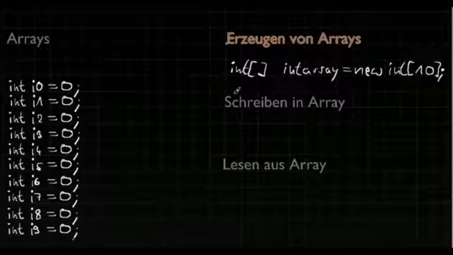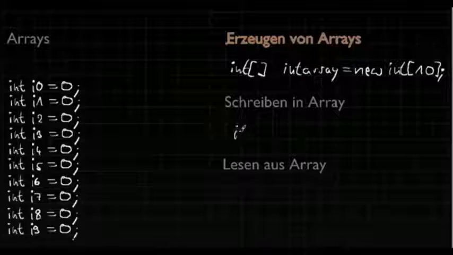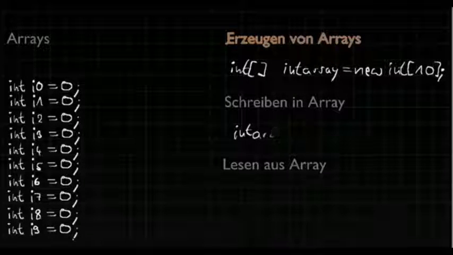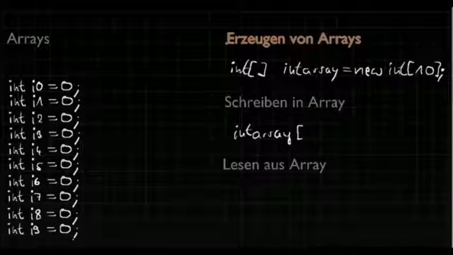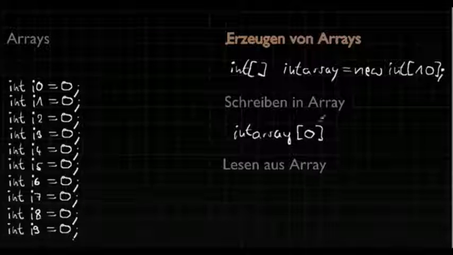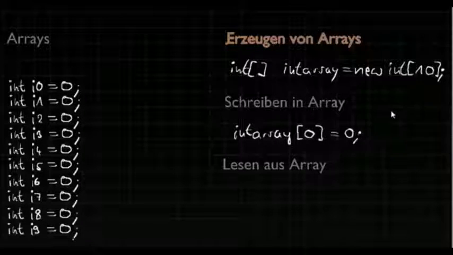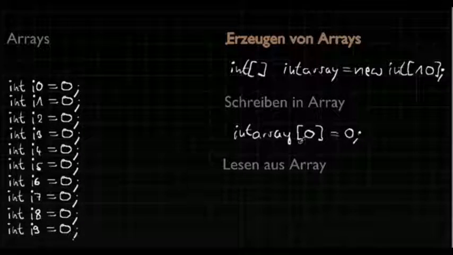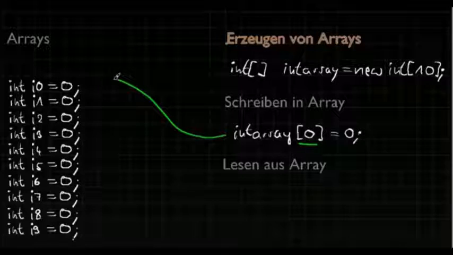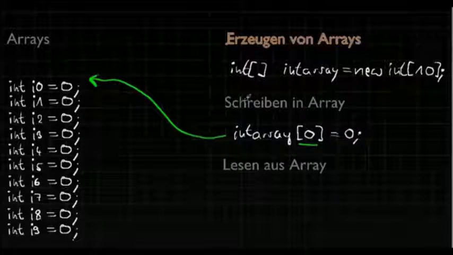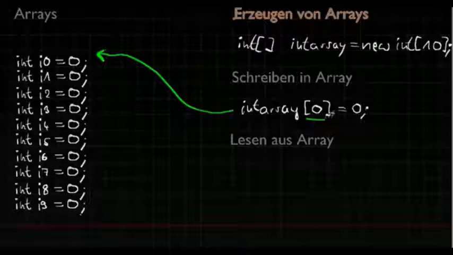For example, if I want to write in this array, then I can do the following. I say that I want to write into the variable int array, into the slot with the number 0. I want to write the value of 0, and the int array counts with an index. Counting starts with 0. And with this, I would, in here, write the first variable. If I would write into the last variable, I would have to use 9 as an index here.